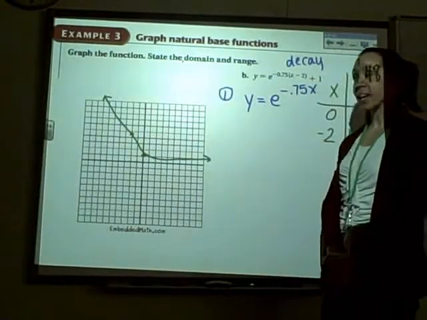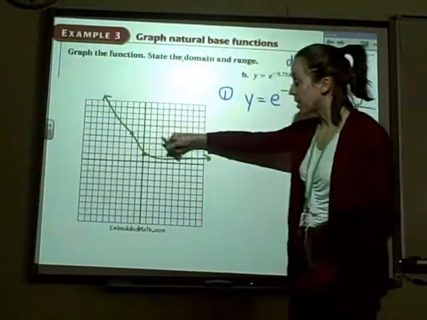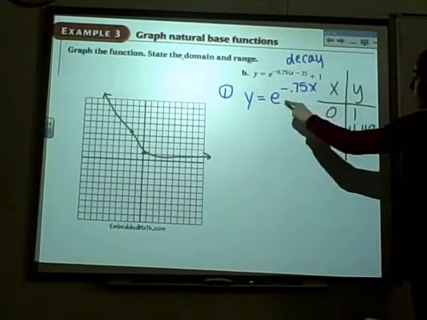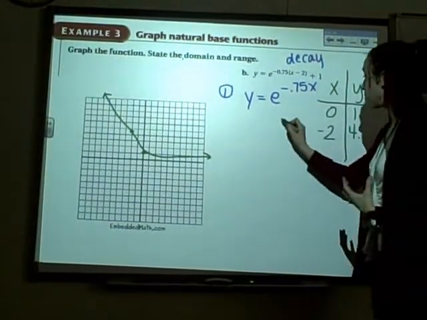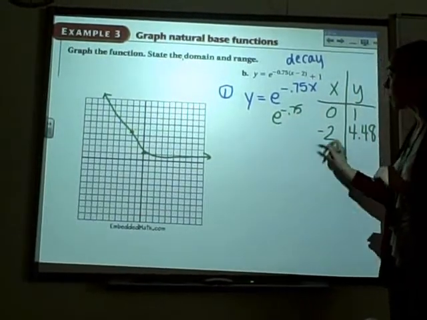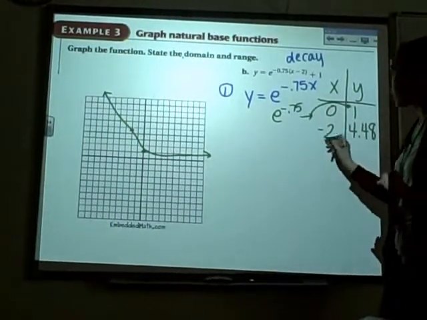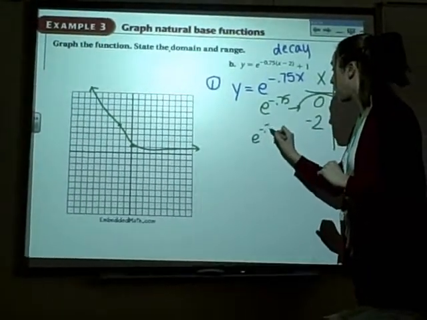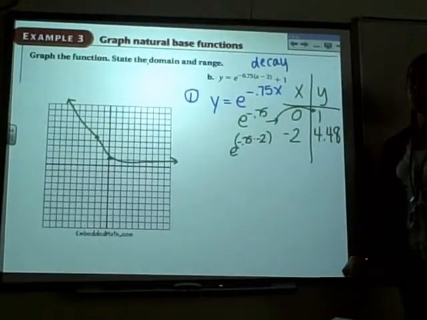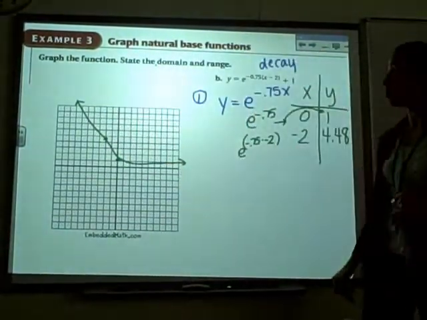It starts higher up in your negative x values and kind of goes down as you get into the positives. So we picked 0, we plugged the 0 in for x. When you do that on your calculator, you're actually typing in e to the negative 0.75 times 0, which is just 0. And that gives you 1. For this next one, you're actually typing in e to the negative 0.75 times negative 2. And that gives you 4.48. We would then plot those 2 points and draw in that smooth curve.